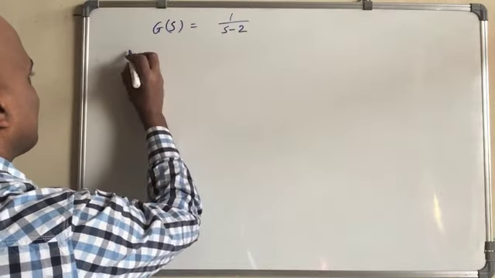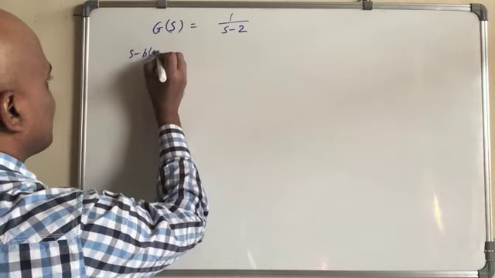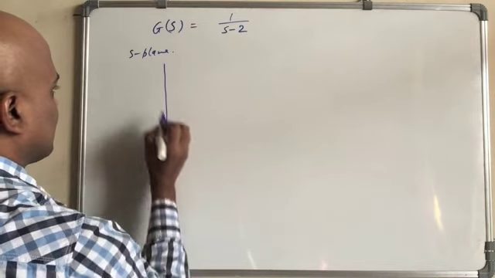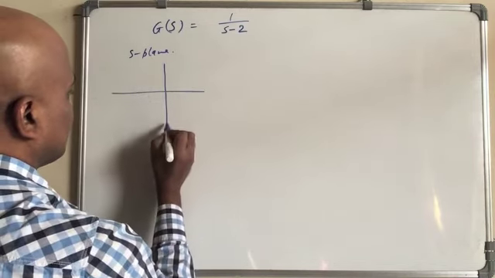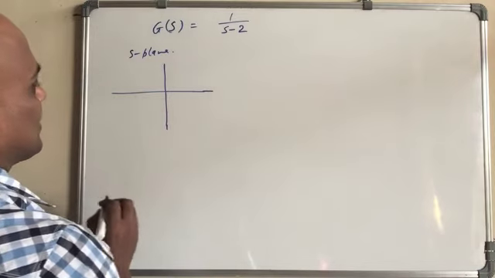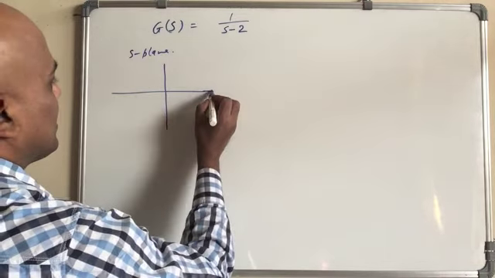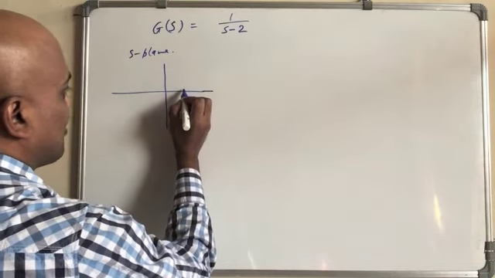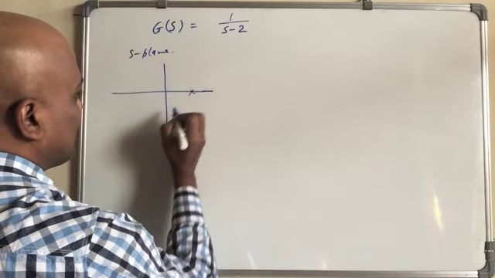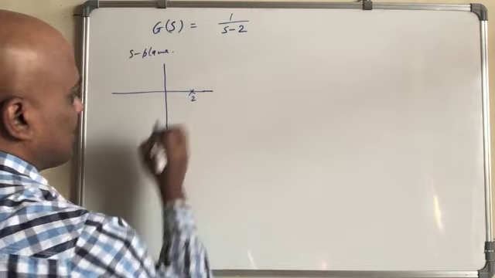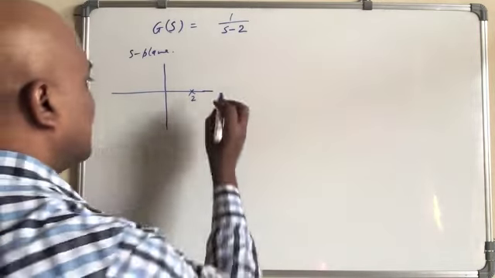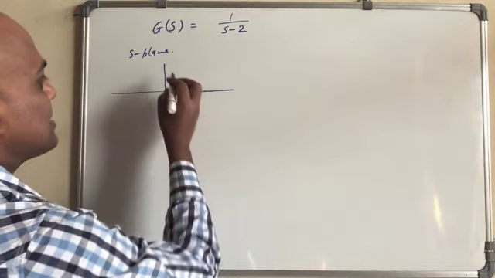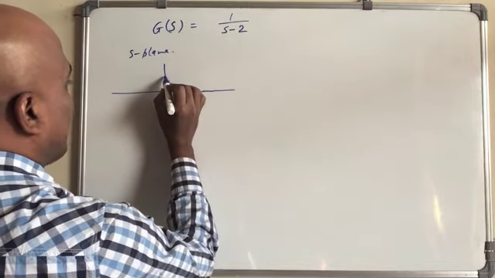We have an S plane first, right? So the S plane is like this. And here we can plot it. We make a cross here, which represents S equal to 2. This is going to be the pole right there. Let's decide the path, and let's say our path is like this.